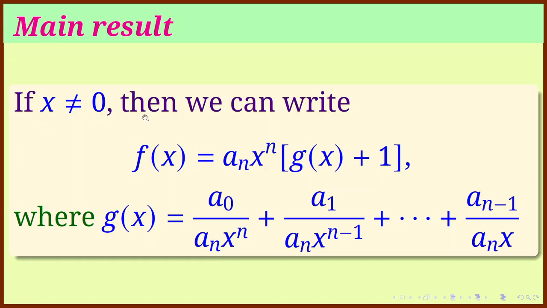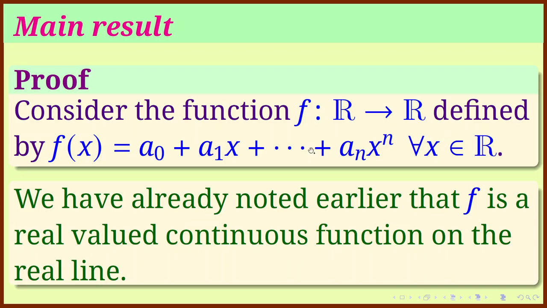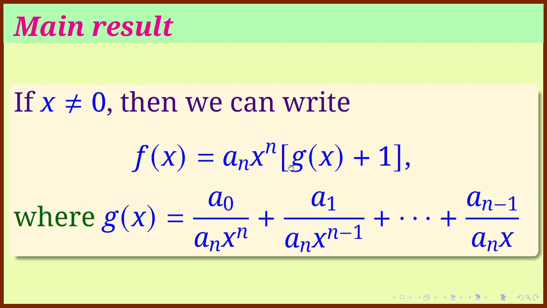If x is not equal to 0, then we can write f(x) as that polynomial, so we can take an x to the power n common, and whatever is left is written inside a square bracket. The last term is an x to the power n only, so that will give you 1. The remaining term I call g(x). So g(x) is equal to a0 divided by an x to the power n, plus a1 divided by an x to the power n minus 1, and so on, up to a(n minus 1) divided by an x.